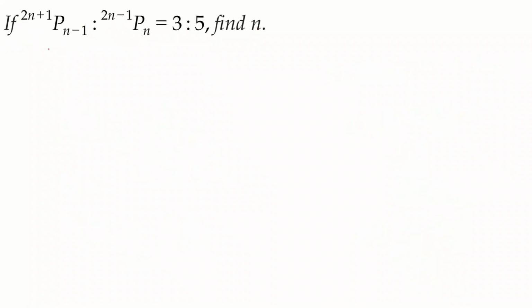Okay, now a similar question. We write down the question first. (2n+1)Pn-1 divided by 2n-1Pn, we convert the ratio into a fraction, is equal to 3 by 5.